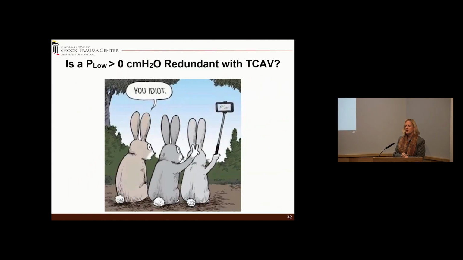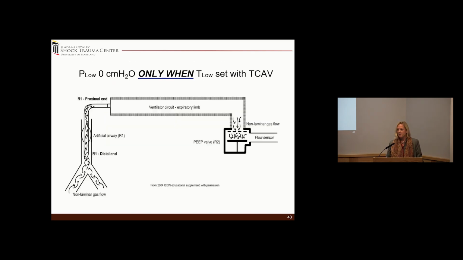So is a P low redundant with TCAV? So, using time. In using the TCAV method, the P low is not necessary as long as you have the T low set properly. That's very important. So if you decide that you have a different way of setting T low and it goes to 0, you're going to need a P low. You need some way to retain that airway pressure. So a P low is only unnecessary when the T low is set with TCAV.